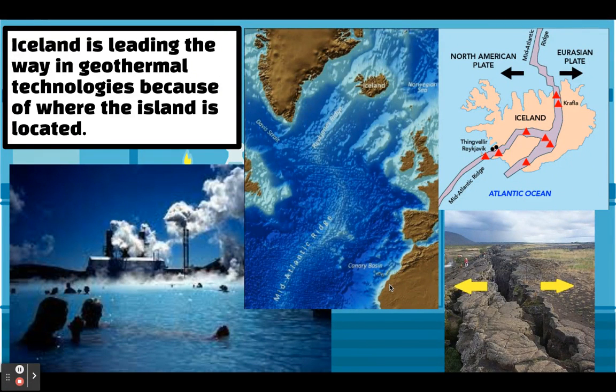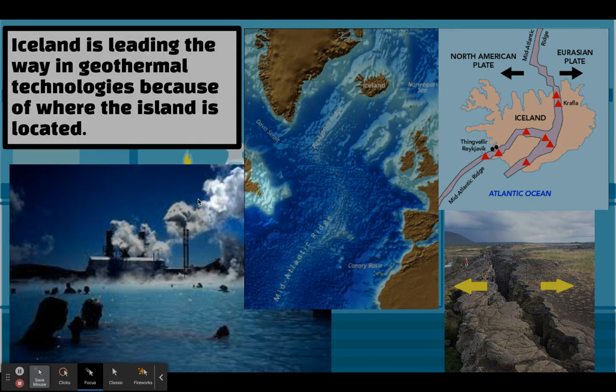I wanted to share with you a story about a little island in Iceland because it's leading the way in geothermal technologies. And part of that is because of where it's located. So, the United States, let me get my highlighter out here. The United States is, if this map continued, it's somewhere down here. So Iceland is our neighbor up to the northeast, moving up toward the Arctic. And the cool thing about this little island is it actually sits on something called the Mid Atlantic Ridge.